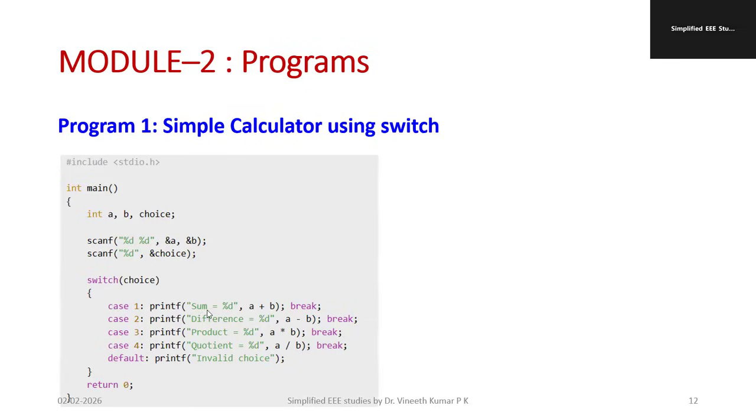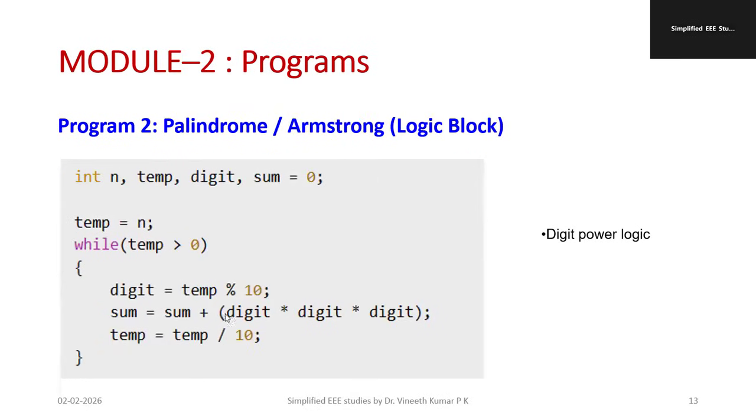Case one for A plus B. If I press plus, I should get the summation. Minus, I should get subtraction. Star, multiplication. Then forward slash, division. Then we can give one more choice like invalid option.